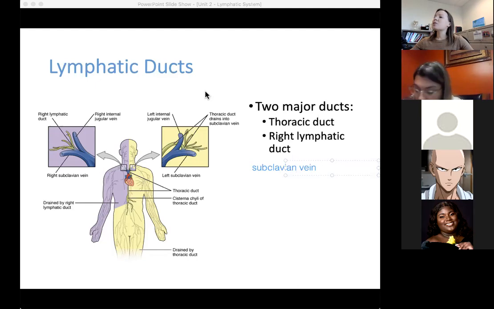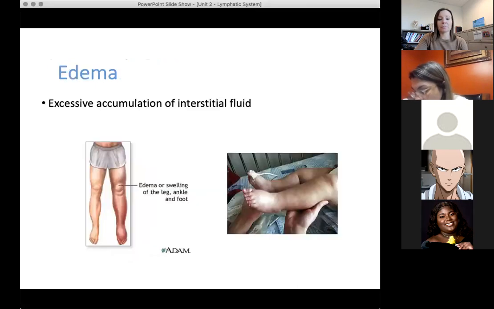Okay. So we did talk a little bit about this next section here in your outline, the formation and the flow of lymph, but I'll go through that quickly. So just know that interstitial fluid is formed when blood plasma leaks out of capillaries.